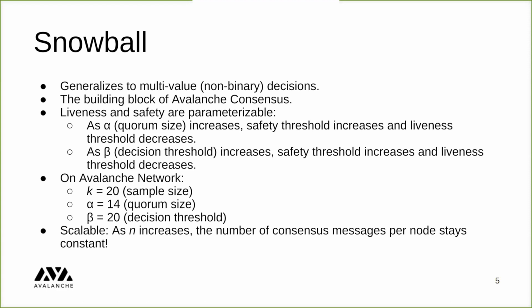Something that's really cool, and that I'll come back to, is that this is super scalable as the number of nodes in the network increases. Regardless of the number of participants in the network, the number of consensus messages that you need to send stays the same, right? Because you're only going to query 20 nodes at a time. So it doesn't matter if there's 20 nodes in the network or 2,000 nodes in the network, you're going to send the same number of messages.